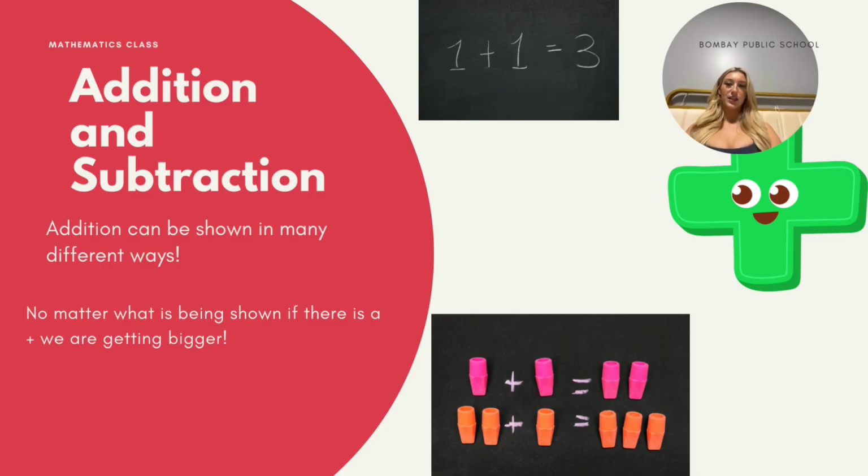Addition and subtraction. Addition can be shown in many different ways. No matter what is being shown, if there is a plus sign, we are getting bigger. A plus sign looks like the sign on your right. And then we've got some examples of what addition can look like. So you've got 1 plus 1 equals 2 in the cups, and then you've got 2 plus 1 equals 3.